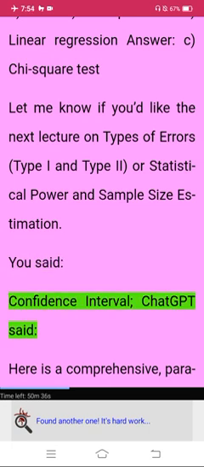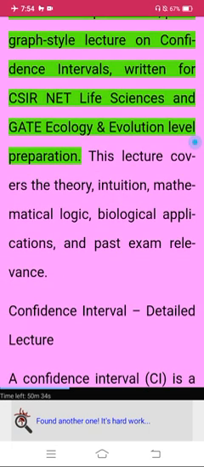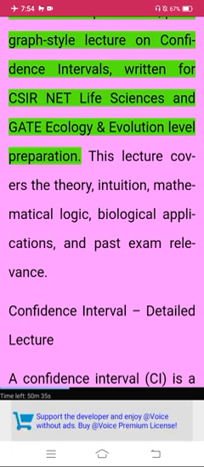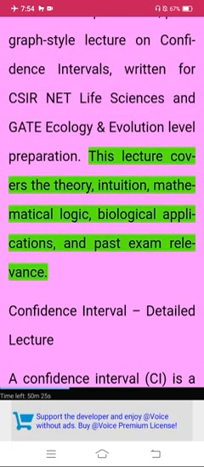You said. Confidence interval, ChatGPT said. Here's a comprehensive, paragraph-style lecture on confidence intervals, written for CSIR Net Life Sciences and GATE Ecology and Evolution level preparation. This lecture covers the theory, intuition, mathematical logic, biological applications, and past exam relevance.